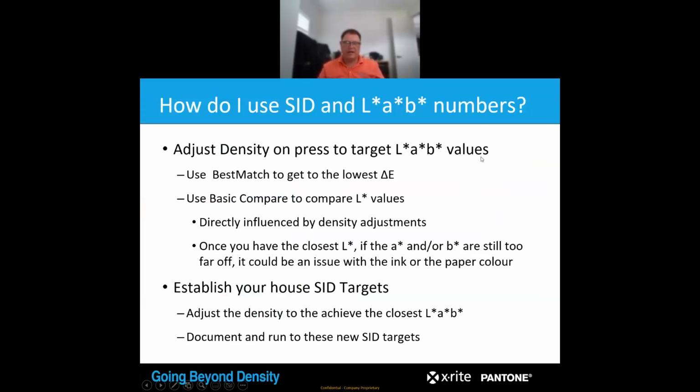So how do I use SID and LAB numbers? Okay, you use them to adjust the density on press to targeted LAB values. We can use Best Match as a tool to enable us to do that. We can use basic compare to see the effect of those density adjustments. Okay. You can also establish your own in-house solid ink density targets. If the specified standards aren't applicable to you, you can create your own internally.